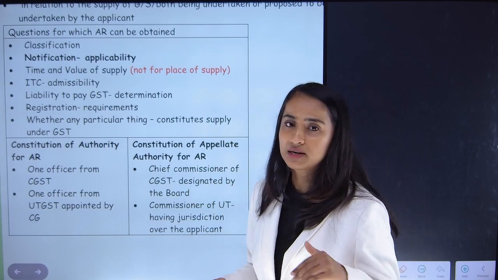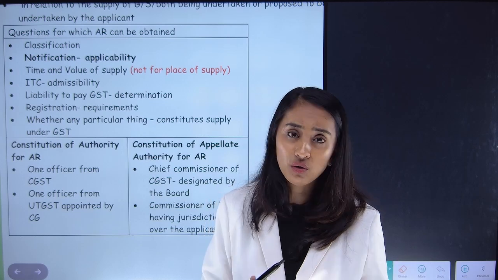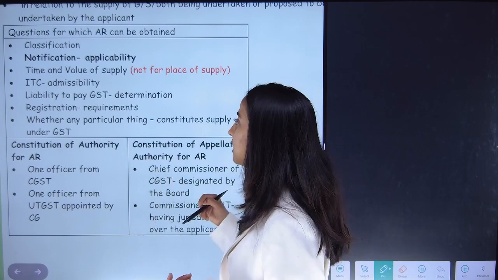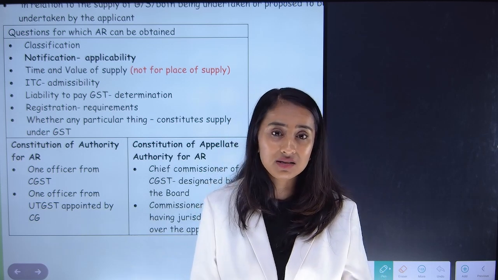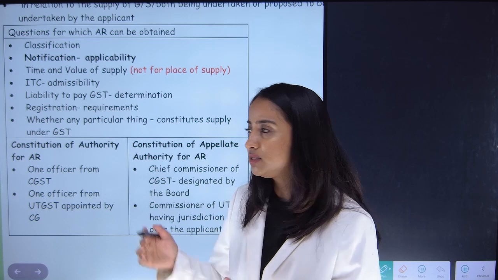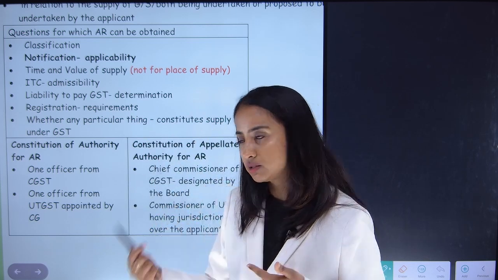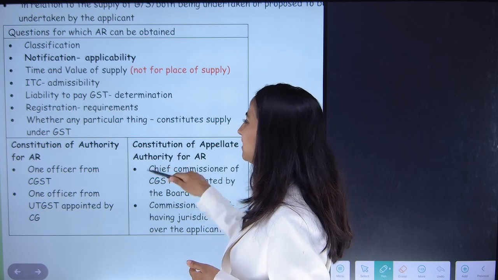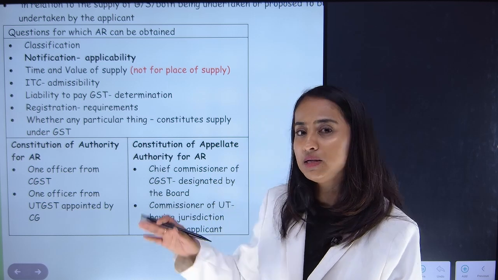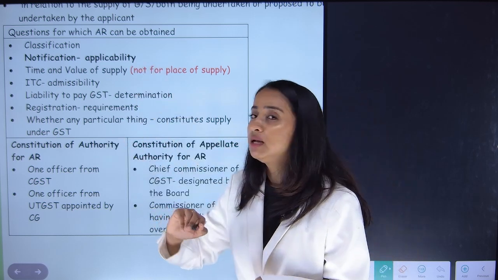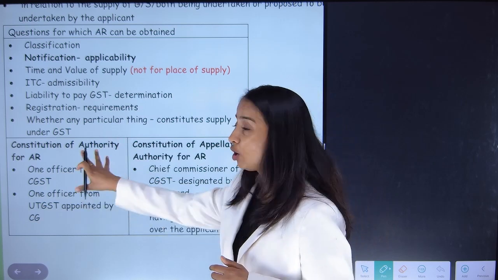ITC admissibility, input tax credit, whether I can take credit or not, is it under blocked credit, section 17 subsection 5 or not. All these issues, if you have, please go ask. Liability to pay GST, whose liability it is, should he pay, is it under RCM, is it under FCM, whatever it is, you can go ask. Registration requirement, if you still have doubt whether you should get registered or not, please go ask. Whether anything constitutes supply under GST, whether it is supply or not, please go ask. So these are the items that will be addressed under advance ruling.